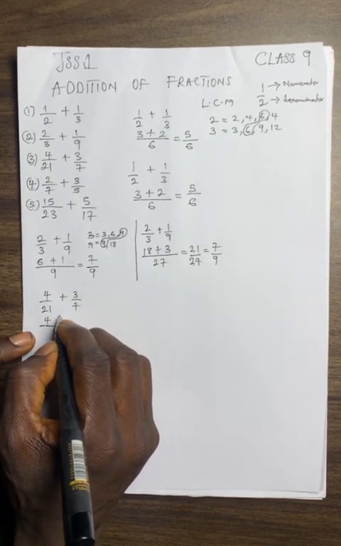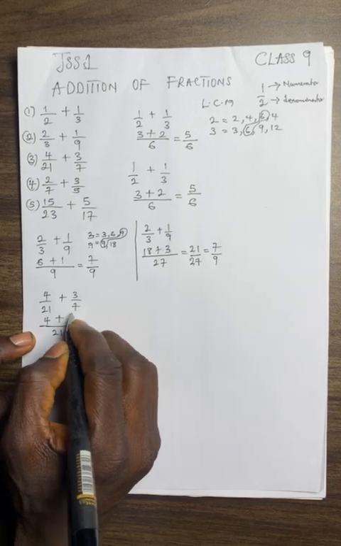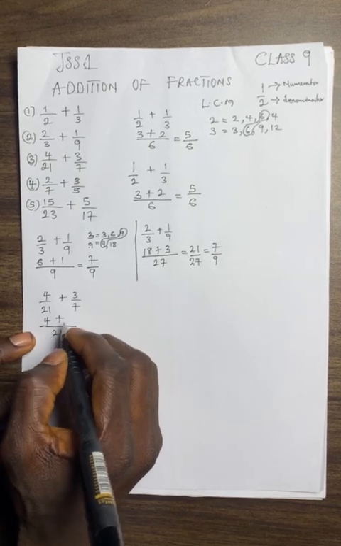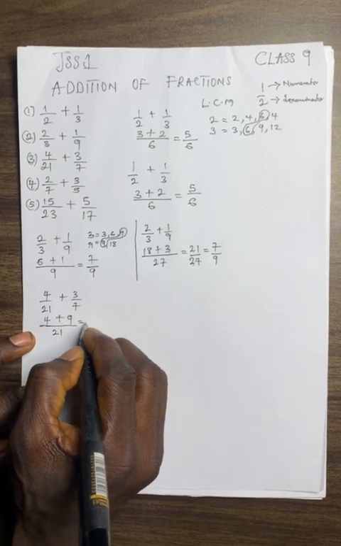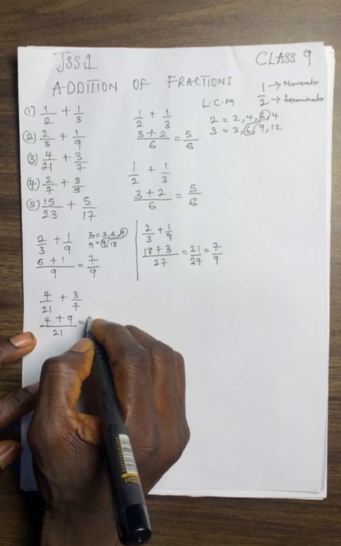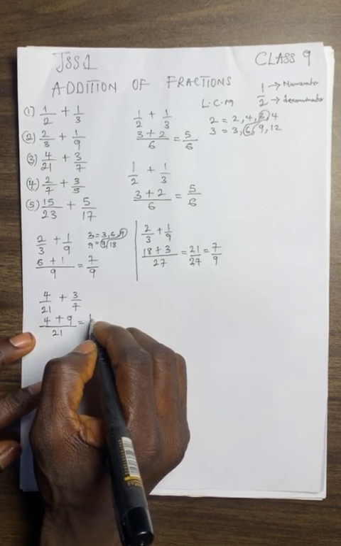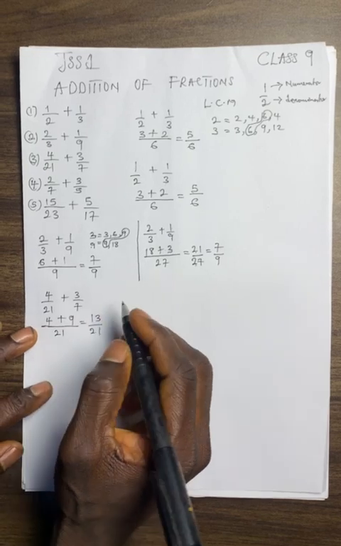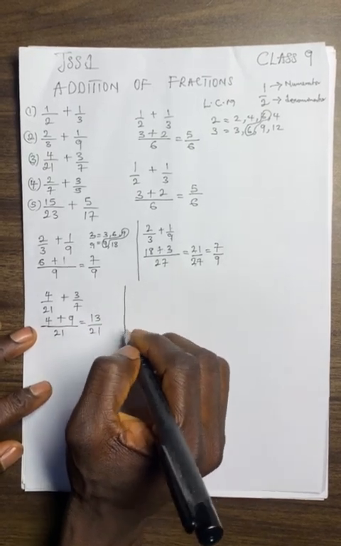4 plus 21 divided by 7 is what? 3. 3 times 3 is 9. Then 4 plus 9 is what? 4 plus 9 is 13. Then we have 13 over 21. That is our answer. Let's now use the second method.